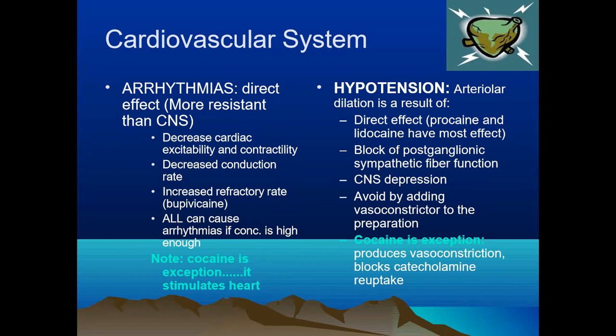Sometimes these local anesthetics can cause hypotension by causing arterial dilatation, resulting in what? Reduced peripheral resistance. Examples are procaine and lidocaine, with blockage of postganglionic sympathetic fiber functions, CNS depression, and avoidance of vasoconstrictor preparations. Cocaine is exceptional in this case because it produces vasoconstriction, by blocking catecholamine reuptake.